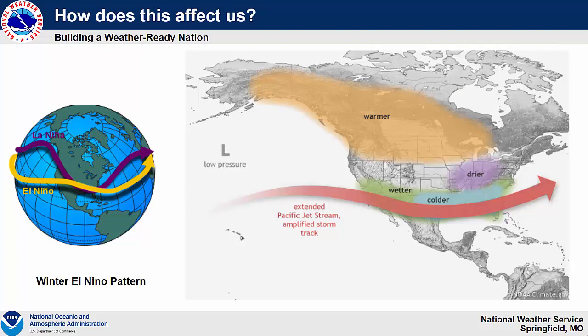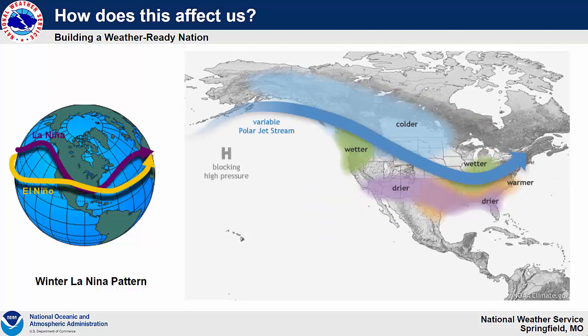So in the winter during El Nino, you'll typically see warmer weather in the northwestern and north central part of the U.S., with the Midwest seeing drier conditions, wetter weather in California and the southern U.S., and then colder weather in the south.